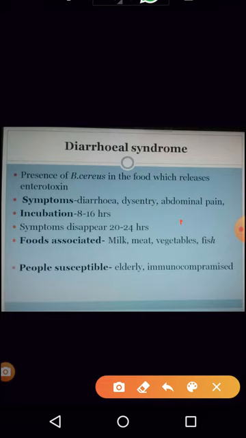Okay, now let us see the second type, that is the diarrheal syndrome. As the name suggests, it basically causes diarrhea. Here it is because of the presence of the organism. The previous one was because of the presence of the toxin, but this is because of the presence of the organism.